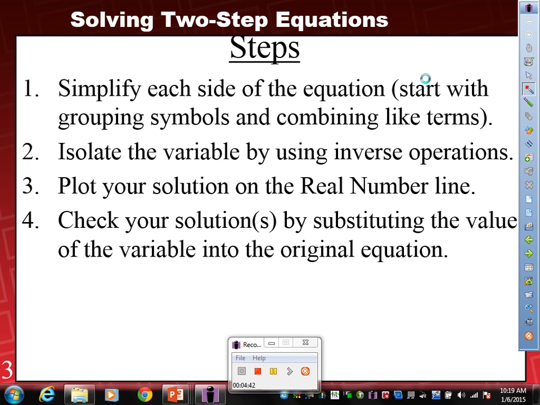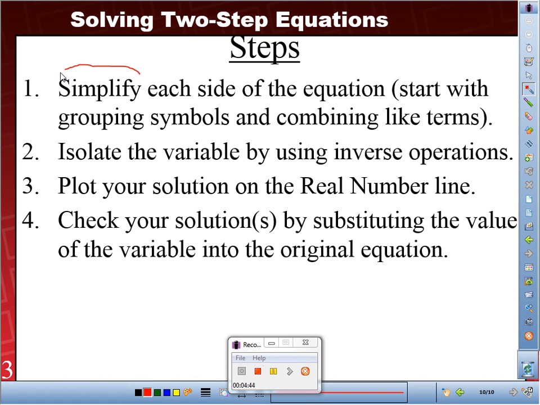Once again, so that you remember the steps, circle simplify, circle isolate, plot, and check. Simplify, isolate, plot, check. Okay? So here we go. Example number 1. Copy this down, please.